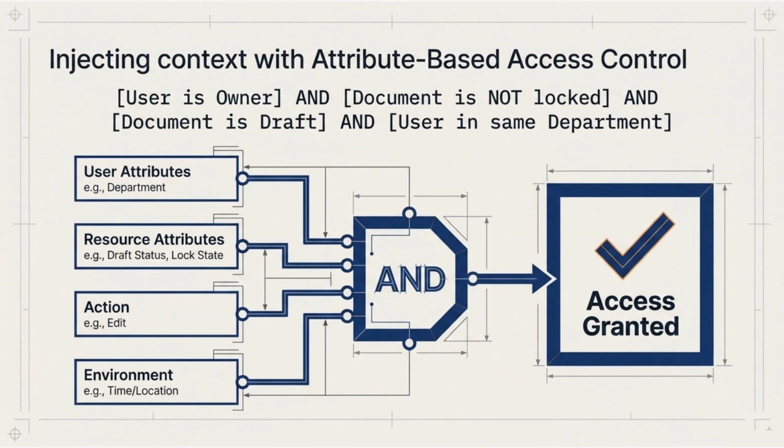Attribute-based access control injects context. Evaluate user attributes, resource attributes, the action, and the environment together. Example, user is owner, and document is not locked, and document is draft, and user is in the same department. Only then grant edit. ABAC is how you keep policies expressive without inventing a new role for every edge case. Keep attributes typed and explicit. Department, ownership, lock state, and environment should be data, not comments in a middleware file.